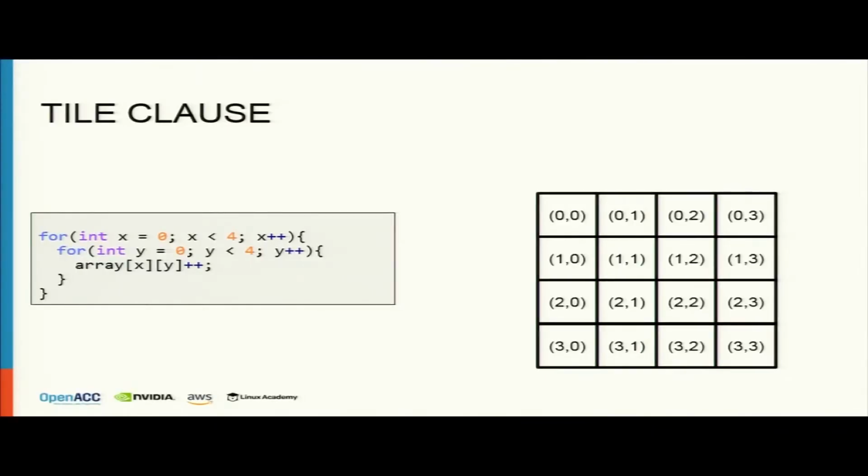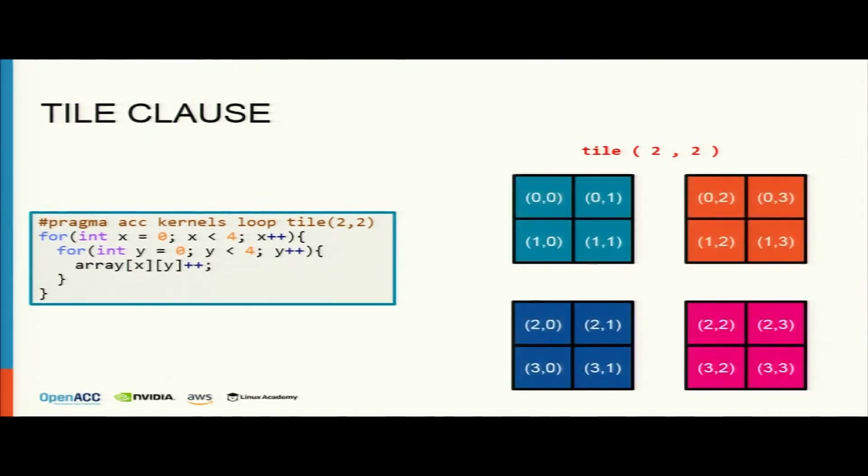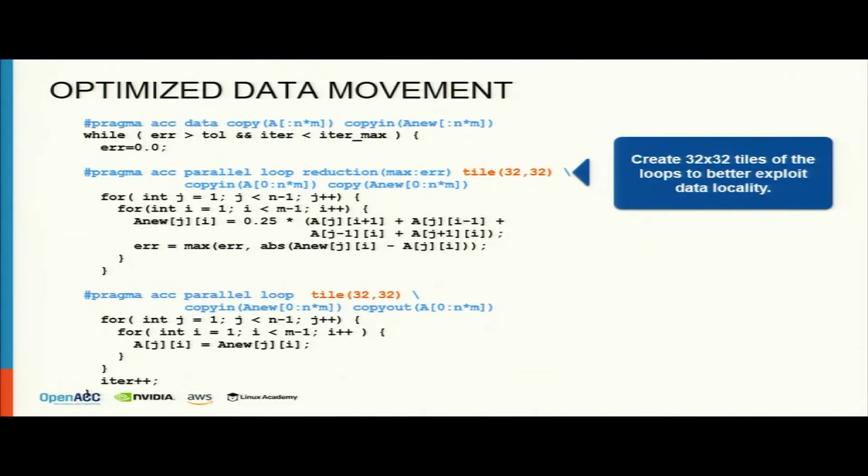This is just an example. If I create a tile of 2 by 2 here, it will create a structure like this, right? It will expose the data in a 2-dimensional space of 2 by 2. This is how the tile clause works. So in the third lab exercise, you are going to try out different tile sizes, and you are going to see which tile size gives you the best performance.